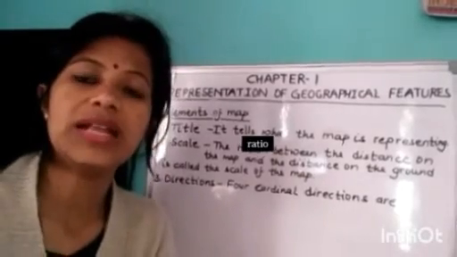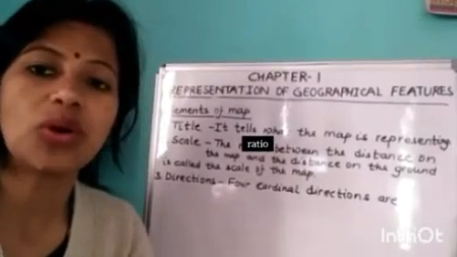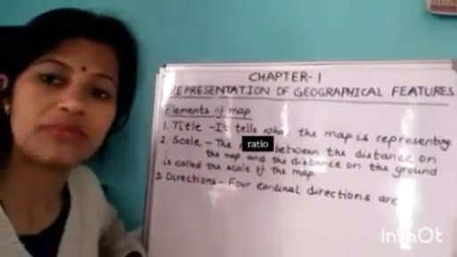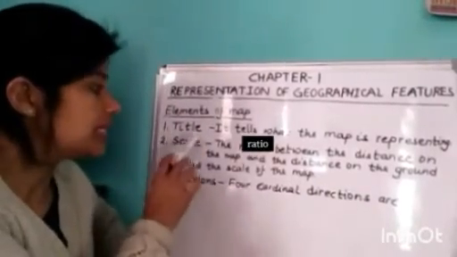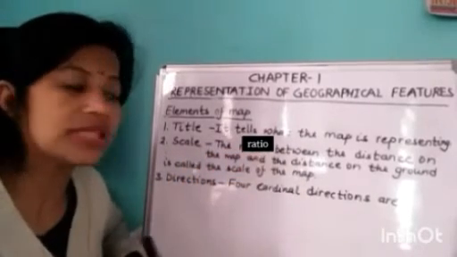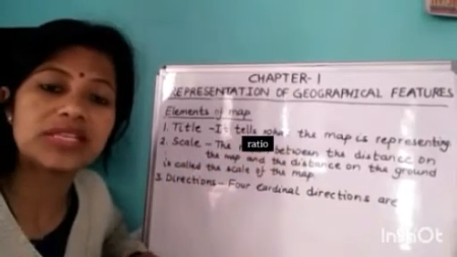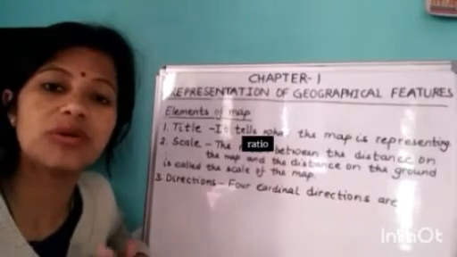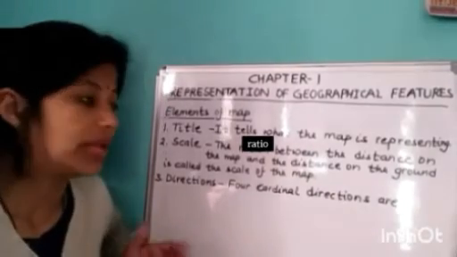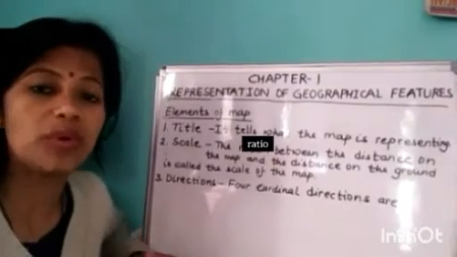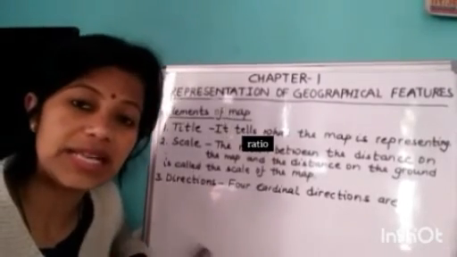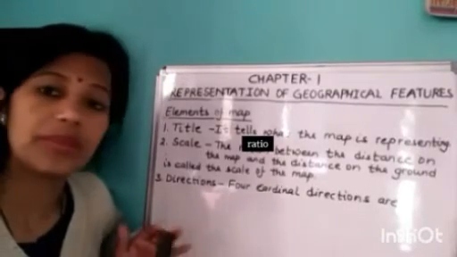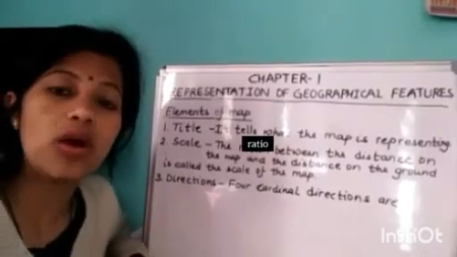Okay, our next topic is elements of map. First one, title. Title tells what the map is representing, whether this map is providing information about physical features or political features. What type of map it is, we will get to know after seeing the title of a map.